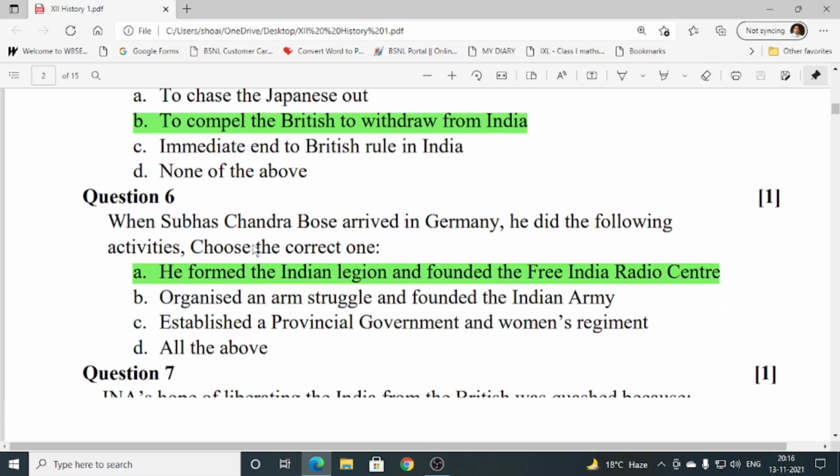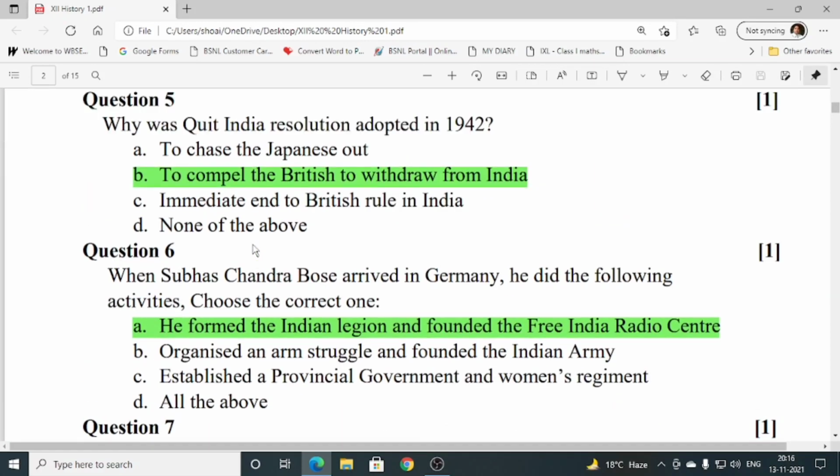Let us go through it once again. Why was the Quit India resolution adopted in 1940? To chase the Japanese out? Let us go through all the options. None of the above is also not there. So we'll stick to option B, to compel the British to withdraw from India, as the right answer for question number 5.